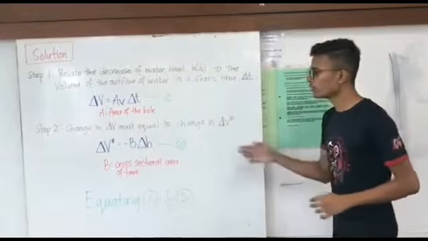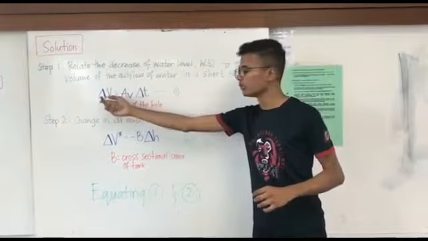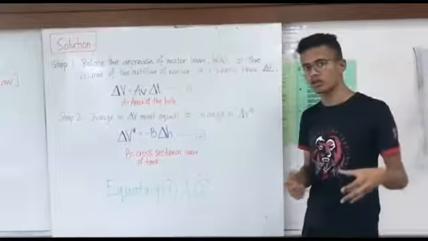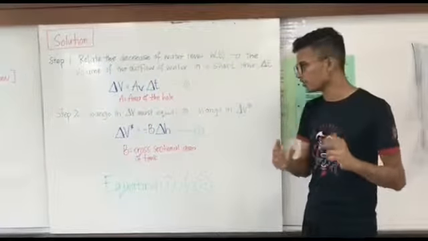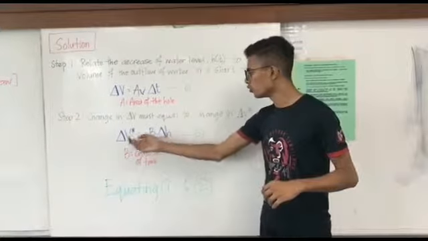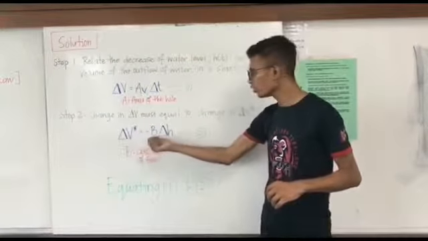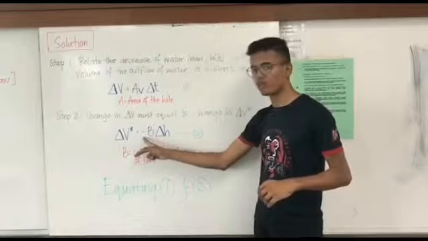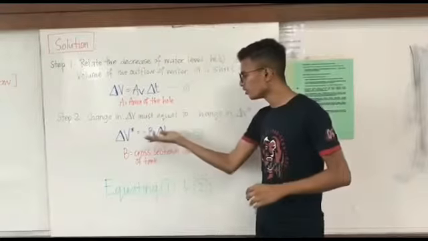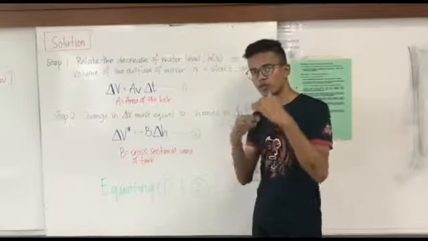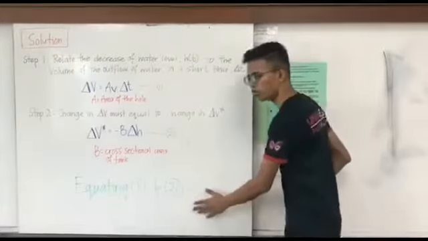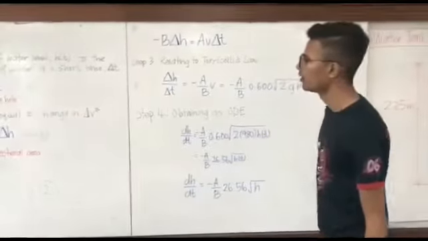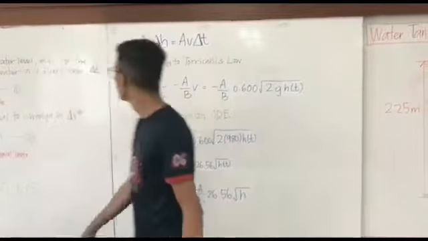Now step 2, we relate the change in outflow volume to the change in volume of water. As the water is pouring out of the hole, the volume of water in the tank is decreasing. So we relate that: the rate of change of volume of water equals the cross-sectional area times the rate of change in height. We put a negative here because the height is decreasing, so the rate of change of height will be negative. Once we equate 1 and 2, which is this V equals this V, we get this form of a solution.